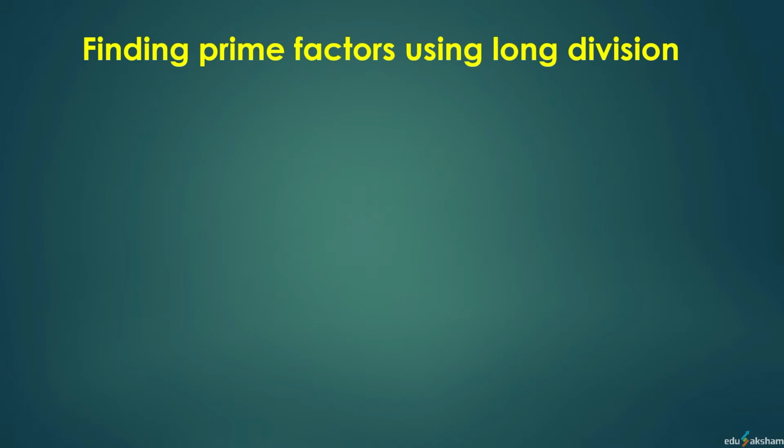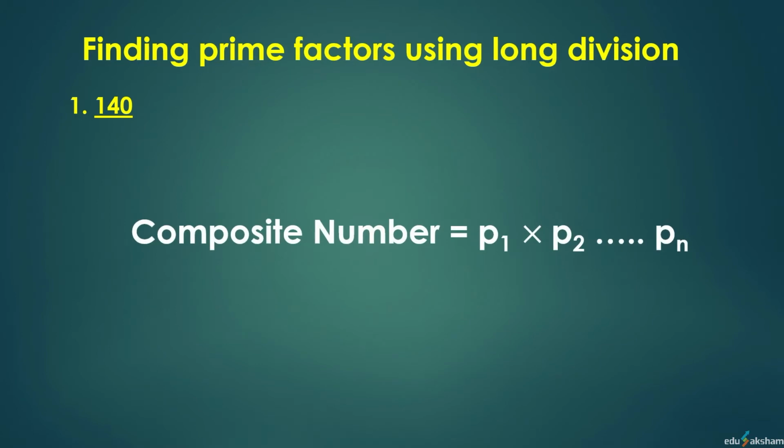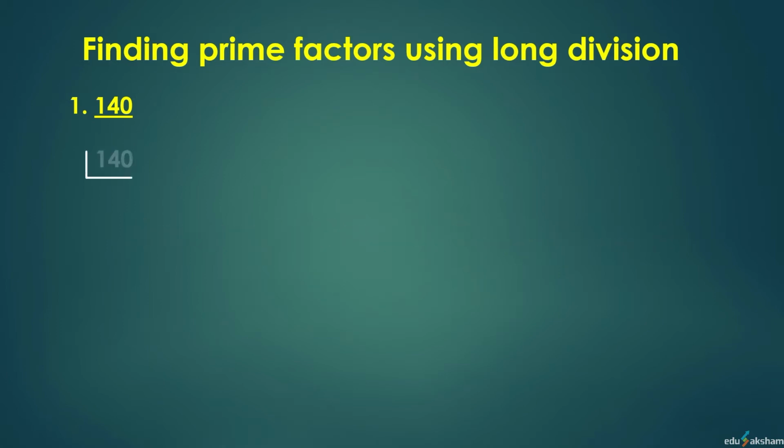Let us see how we can find the prime factors of a number using the long division method. Let us take the first number, which is 140. We know that a composite number can be represented as a product of its prime factors. But first, we need to find these prime factors. We will find these using the long division method. We will take the number 140 and try dividing it by the smallest prime number, which is 2.